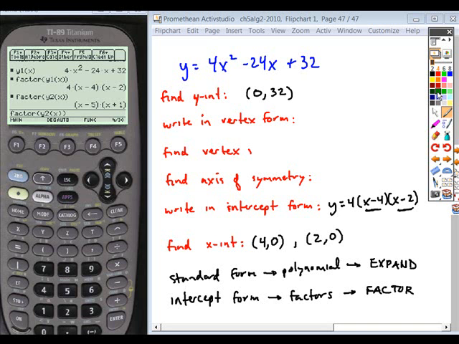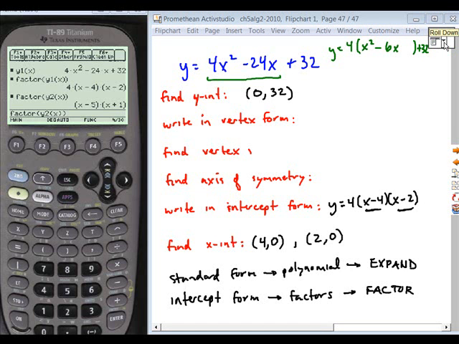Then you're going to group your first two terms together and remove whatever the leading coefficient is. So I'm going to take this equation, factor out my leading coefficient, 4, and just group these two terms. When I remove a 4 from 4x squared, I'm left with just an x squared. When I remove a 4 from negative 24x, I'm left with negative 6x. Now I'm going to leave a space, and my plus 32 is going to remain where it is. I leave that space because I'm going to complete the square on that.